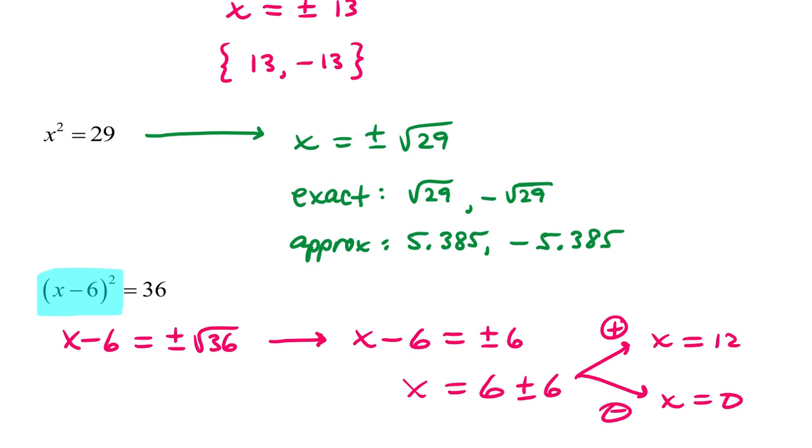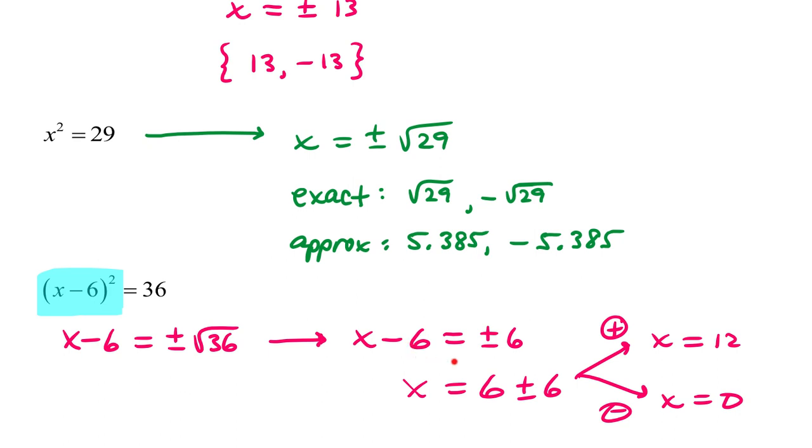X minus 6 quantity squared equals 36. This is still in the right format. It's something squared equal to a number. Take the square root of both sides, you get x minus 6, and that has to be equal to positive negative square root of 36. So what does that tell us? X minus 6 has to equal 6 and negative 6.